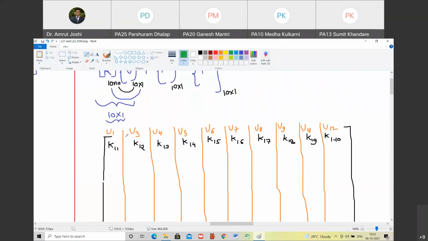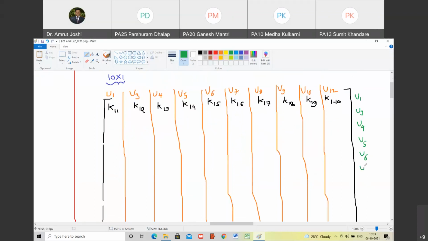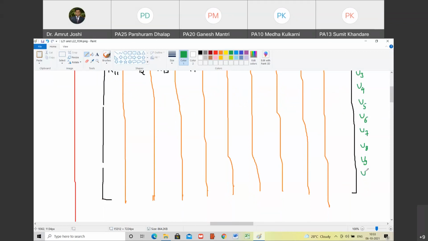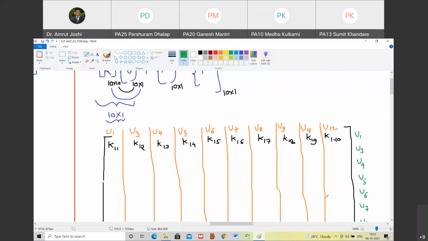Now, can you tell me how many rows are going to be there in this stiffness matrix? 10. And they will also correspond to U1, then U3, then U4, U5, U6, U7, U8, U9, U10, U11 is not there. You have U12. Happy?